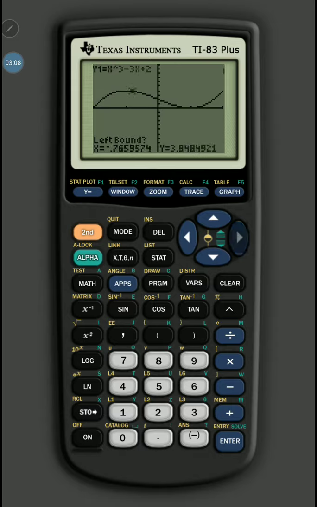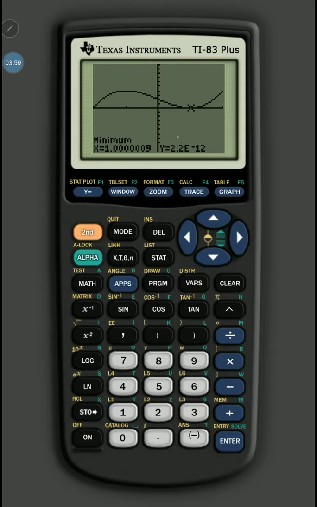We want the blinker to the left of the point you're trying to find. So keep in mind we're trying to find this point. So I need the blinker somewhere on the left. Hit enter. It pops an arrow up. Move that blinker to the right. Hit enter, pops an arrow up, and now I need the blinker in between the two arrows. The arrows have to point towards each other. If they don't, then you will get an error message. Blinker's in the middle, hit enter. Now it's giving us the minimum.